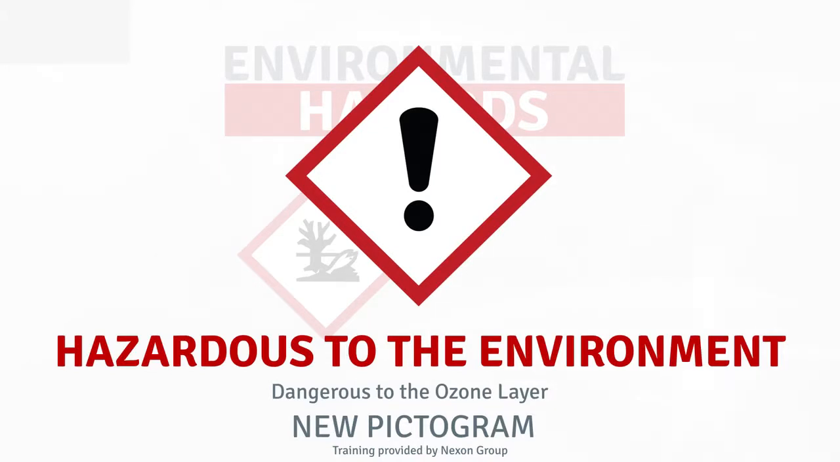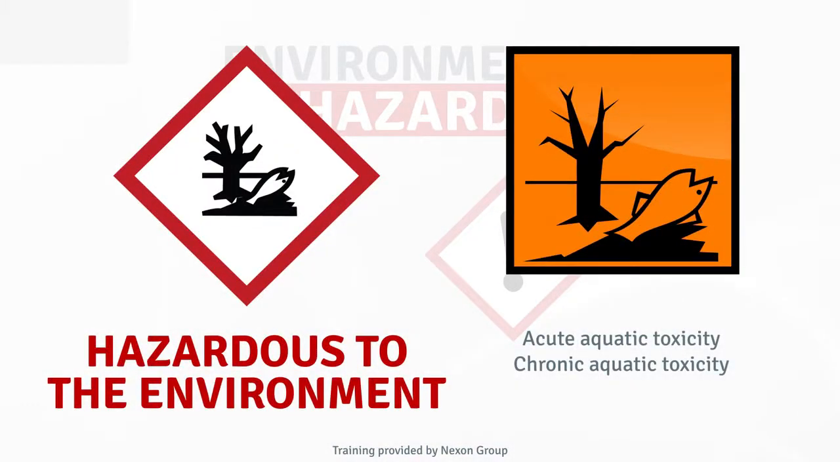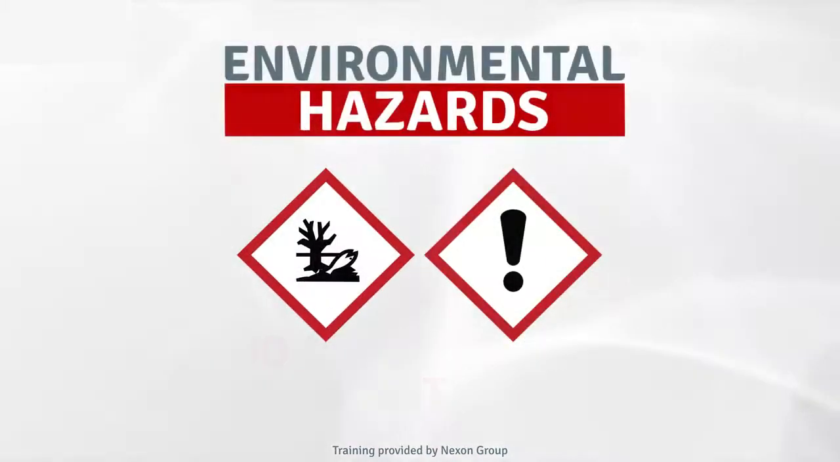This is the pictogram for hazardous to the environment or dangerous to the ozone layer. This is a new pictogram under the CLP regulation and there is no direct DPD equivalent symbol. Here is the pictogram for hazardous to the environment, acute aquatic toxicity and chronic aquatic toxicity. Below you can see the previous orange and black DPD symbol for this hazard.